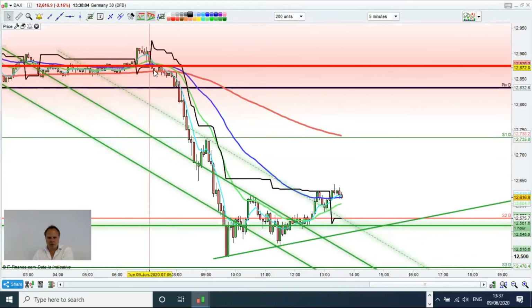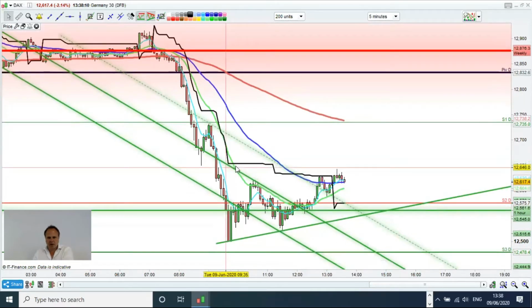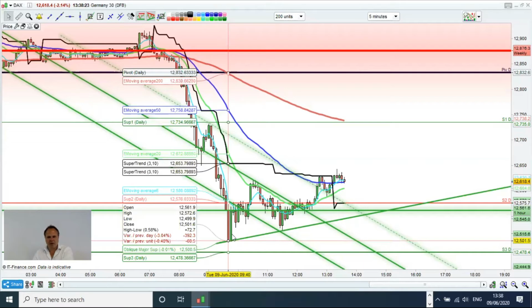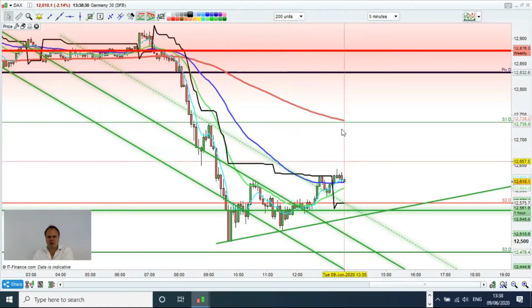So this was 7 o'clock this morning, which is Tuesday today, 9th of June, and this is the drop. The price dropped and dropped all the way down to 12,500. Well, what's the low of that candle there? There you go, 12,499. So I said drop 12,500 territory. That's what we're actually looking for.